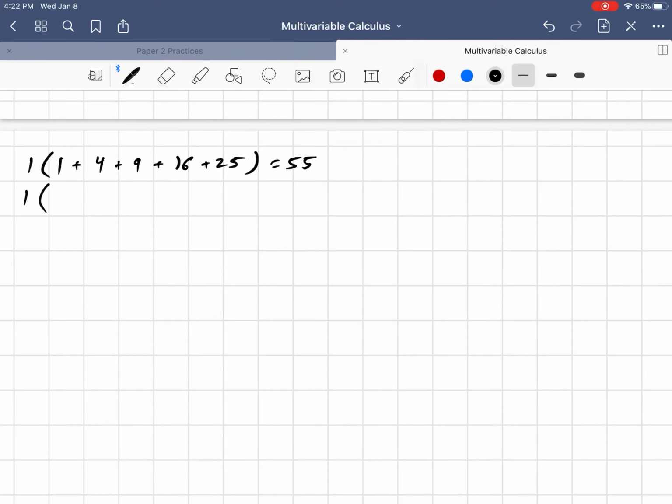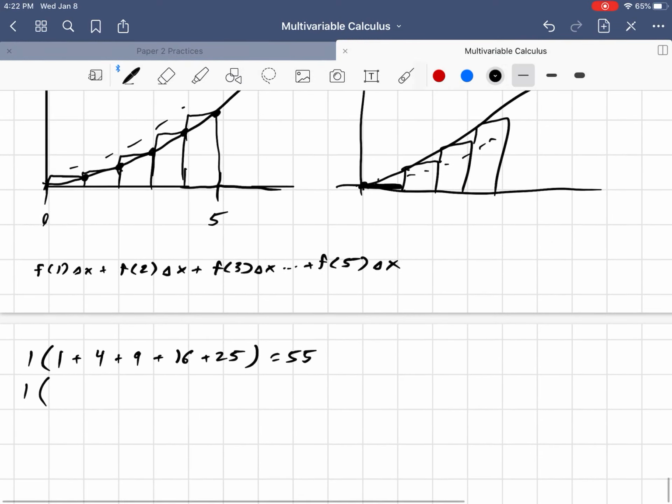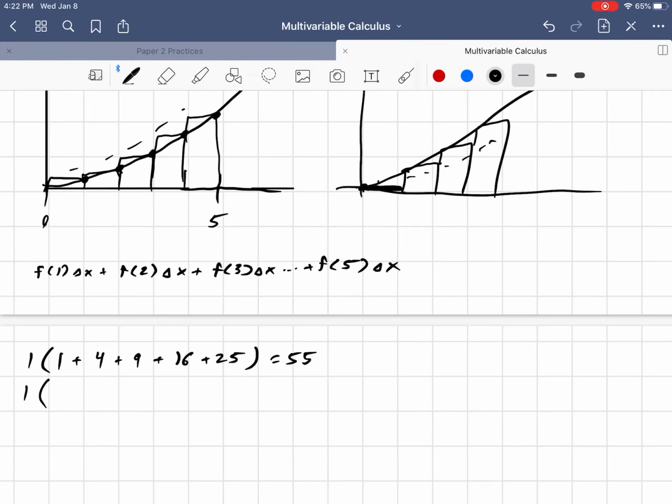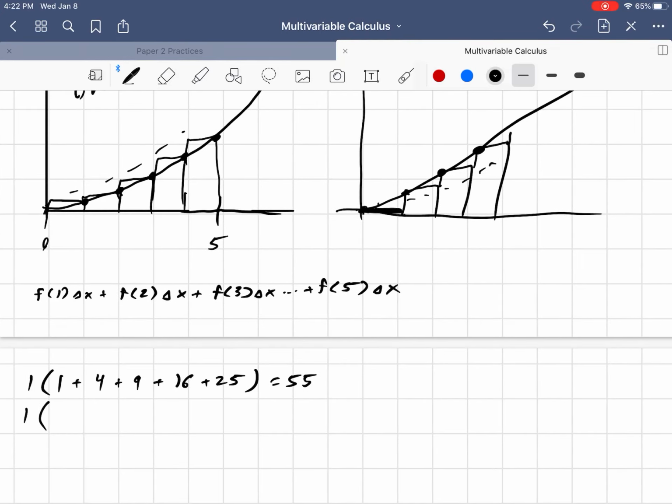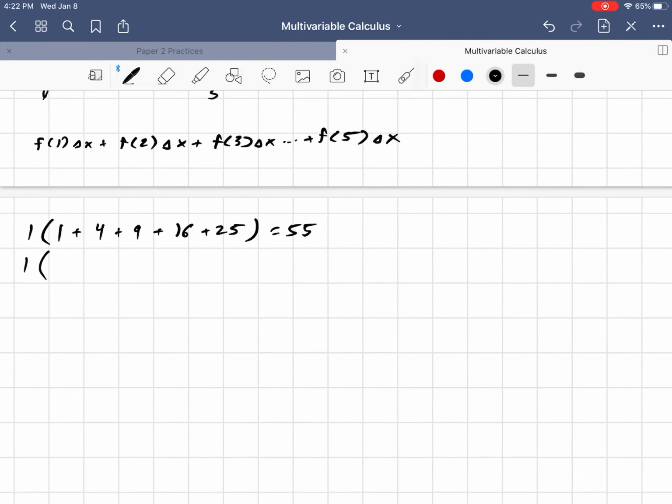Using a left-hand approximation, well, we'd still have a delta x out front. We'd still be multiplying by that delta x, which is just 1. That's constant. The rectangles are keeping a constant width apart from each other. But now, realize in the left-hand approximation, we're doing f of 0 plus f of 1 plus f of 2 plus f of 3. Oh, I only drew 4. One more here. Plus f of 4. So f of 0, f of 1, f of 2, f of 3, f of 4.